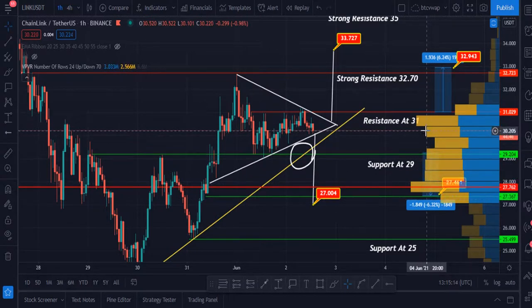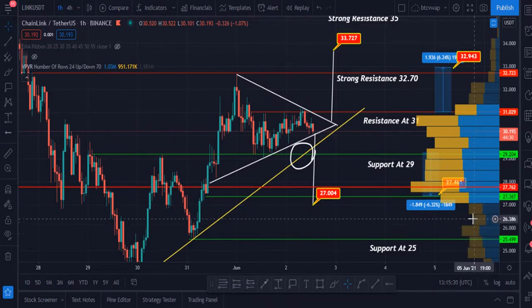And once Chainlink breaks $31.5, in that case there will be no resistance. In that case, price can go much higher. And if unfortunately Chainlink breaks $27, there will be no support zone of VPVR towers and very few VPVR towers. In that case, Chainlink can go down.